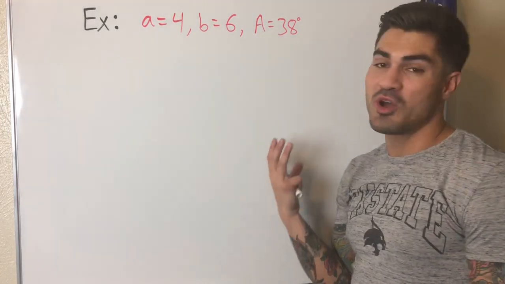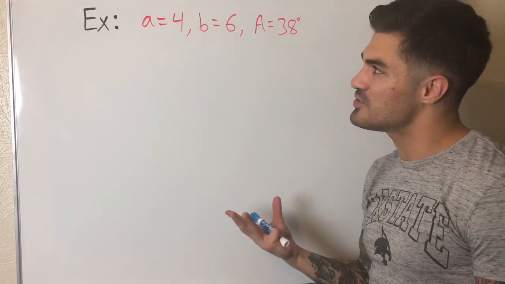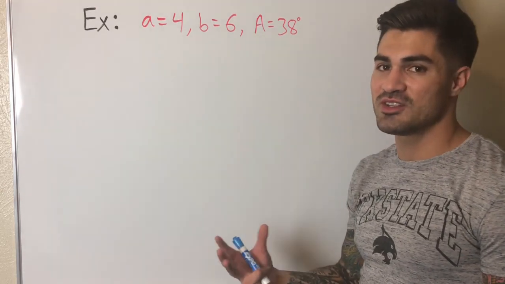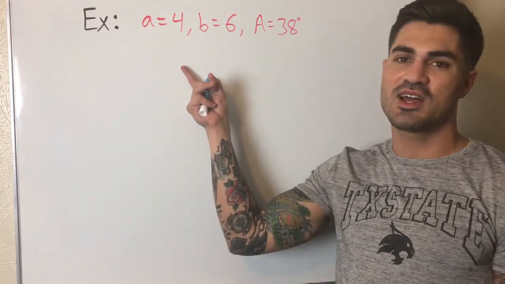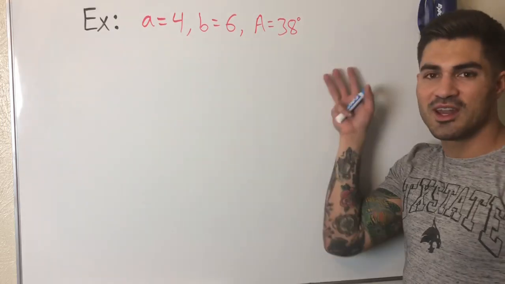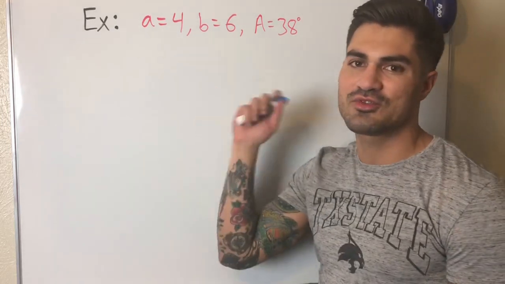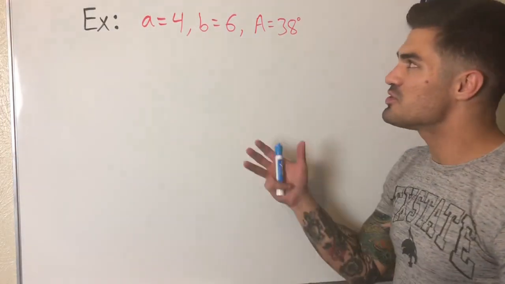And if I have the possibility, that case where we have 2 triangles, then I have 2 different sets of information in my solution. I'm going to have 2 different side C's and 2 different angle B and angle C's. And if there's no triangle, then I just write no triangle. It's no big deal. So let's get into solving this.